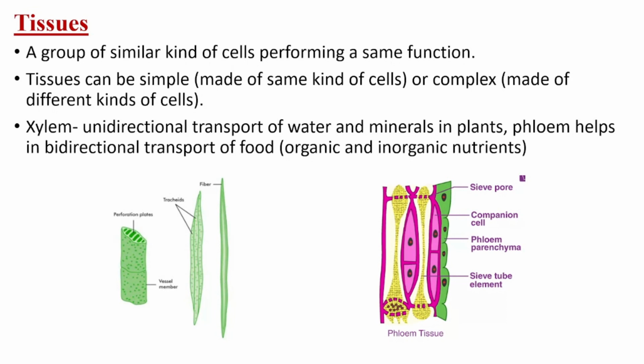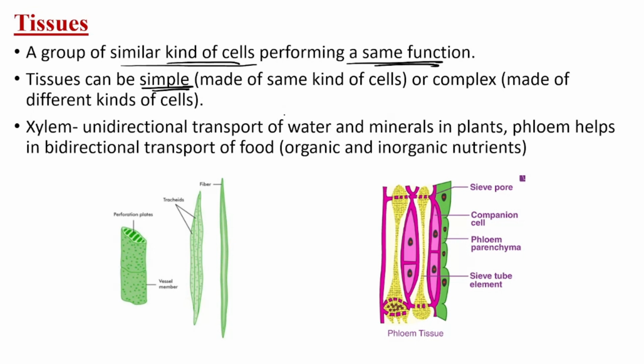Now let us understand tissues. What are tissues? They are basically a group of similar kinds of cells that perform the same function. Now the tissues can be simple or they can be complex.